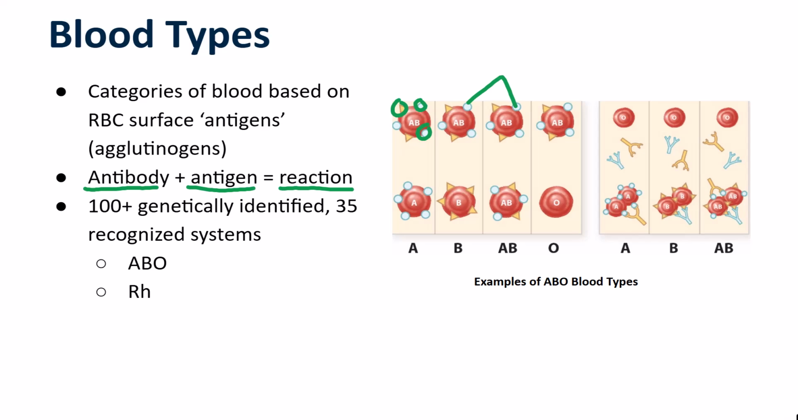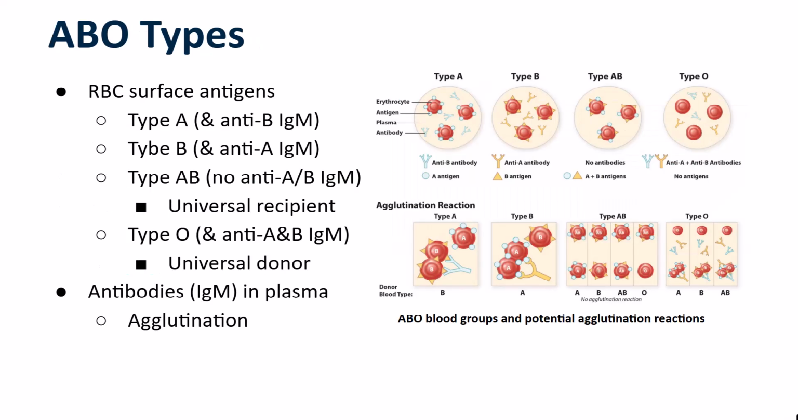Now, what's interesting with respect to blood types is there are over 100 genetically identified blood types and about 35 recognized systems. Now, we are going to discuss two of the more common systems that are important for cross-matching, the ABO blood group and the RH group. But there are many more than these which are very clinically relevant. So let's start with the ABO blood group.